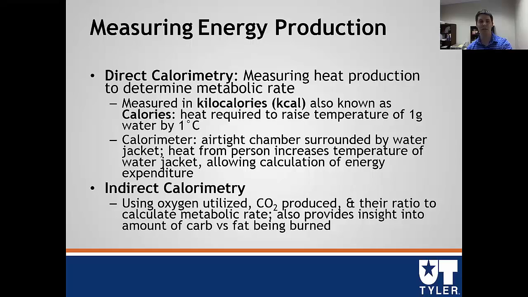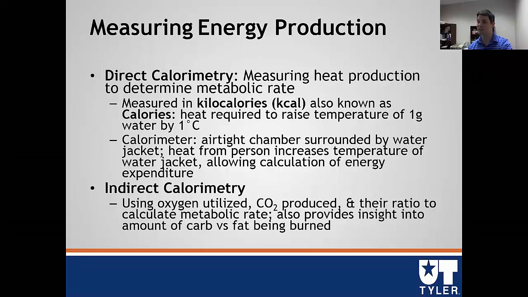So what we're going to do is talk through the primary ways. There are two ways that we can measure energy production. The first is direct calorimetry. This is essentially measuring heat production to determine metabolic rate. That way we can measure how many kilocalories are burned, because we know a calorie is the amount of heat required to raise the temperature of 1 gram of water by 1 degree Celsius.